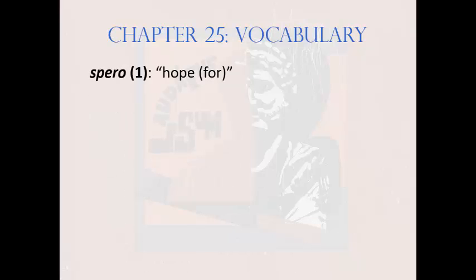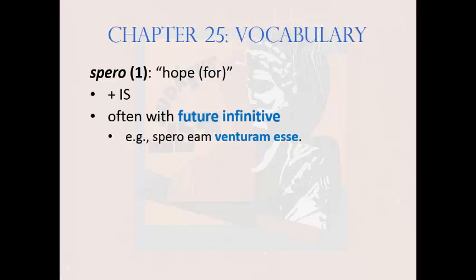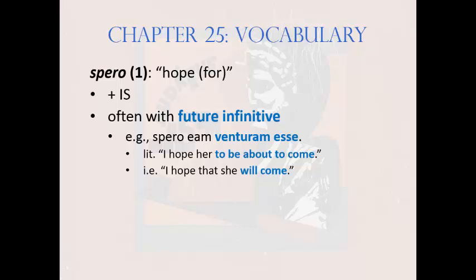Here's another first conjugation verb, spero, meaning hope or hope for. Isn't it nice how many of these verbs which take indirect statement are first conjugation, the easiest of the conjugations to form? Romanis gratias ago. The infinitive used with spero when it is followed by indirect statement is almost invariably future. For instance, spero eam venturam esse, meaning literally, I hope her to be about to come. That is, I hope she will come.